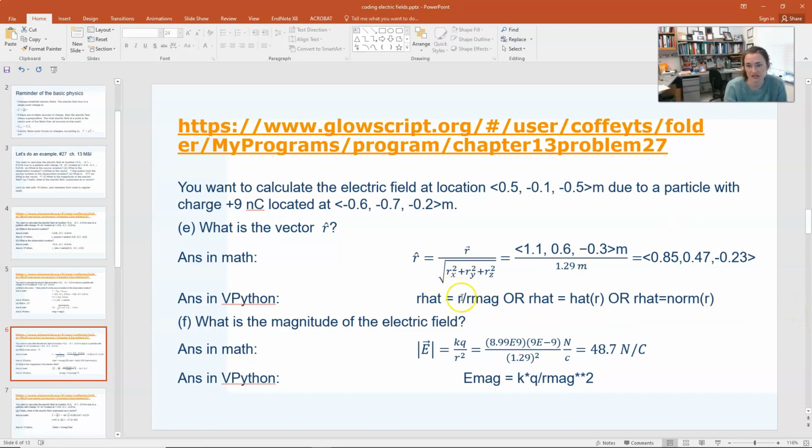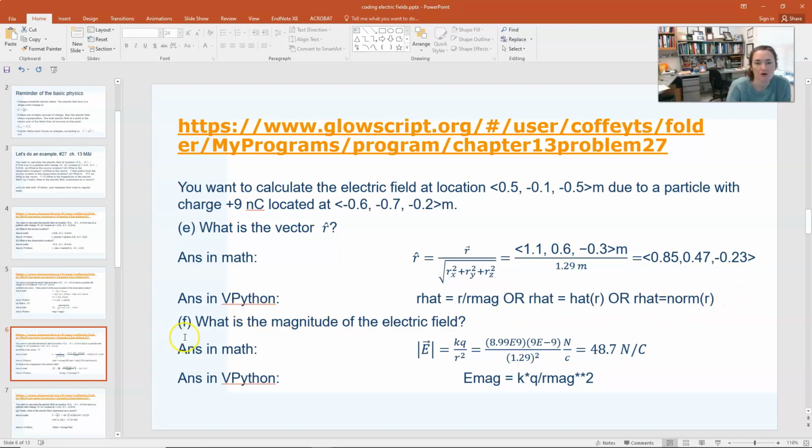You could actually tell VPython to take the vector r and divide it by its magnitude. Or you could use the command r hat is equal to hat of r. That's another way of finding the unit vector in VPython, to use the command hat. Or you could tell it norm of r, and norm is also a command to find the unit vector. So that's what appears in my code, okay?